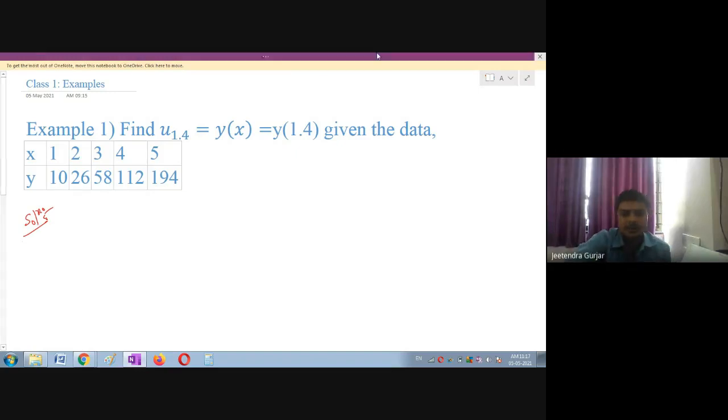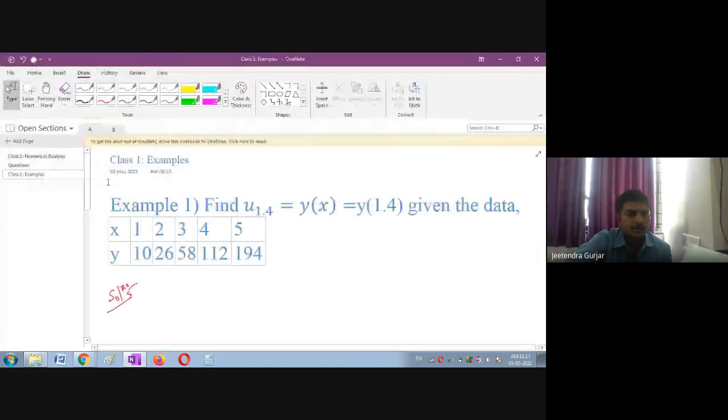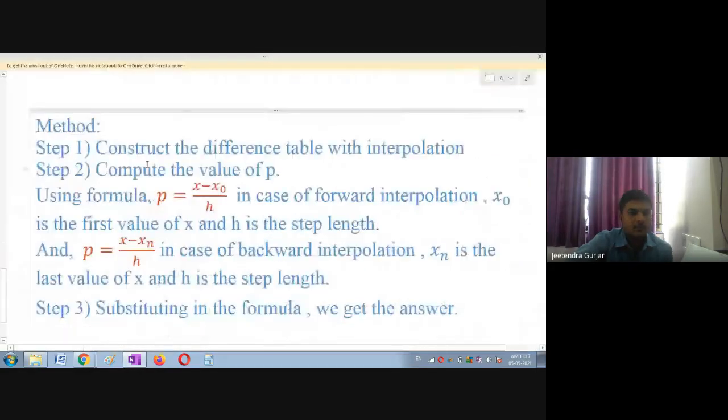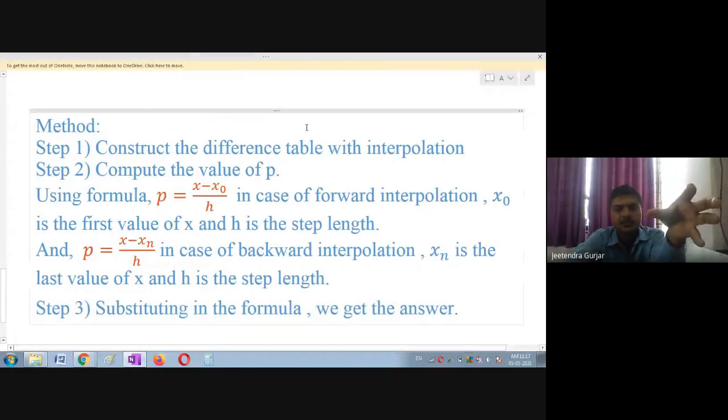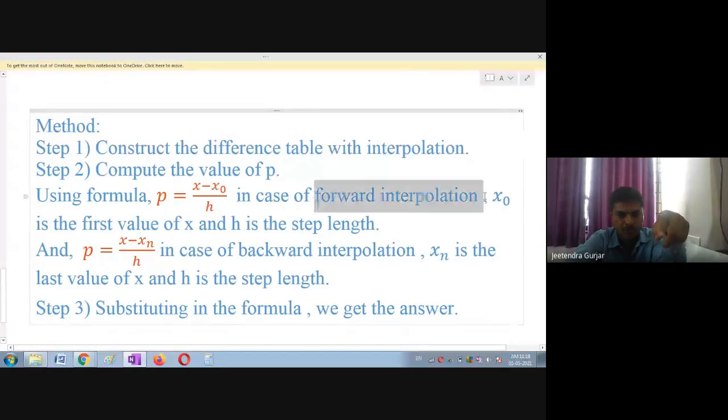Before the example, I always give the method. So just see the method here. Whenever the question is given, students, construct the difference table with interpolation. This is very, very important. As we have discussed, how we are going to find the interpolation and the difference table, right? Compute the value of P. There are two cases here to compute the value of P. Please note down this: P = (x - x0)/h in case of forward interpolation.